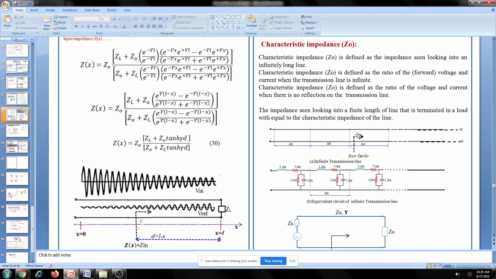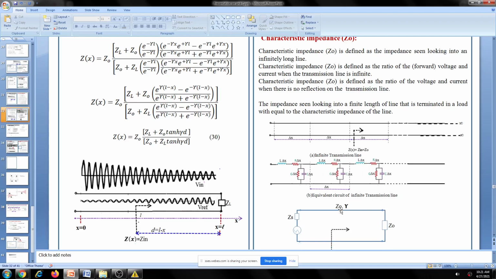It is the ratio of voltage to current when there is no reflection on the transmission line, or the ratio of voltage to current of an infinitely long transmission line. But practically, an infinite line is not possible. Then how to measure the value? How to calculate Z0? How to get the value of Z0?